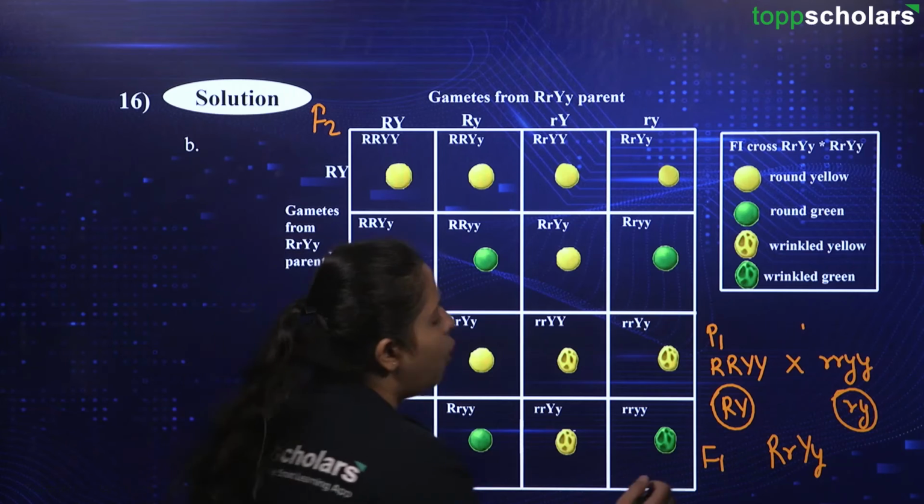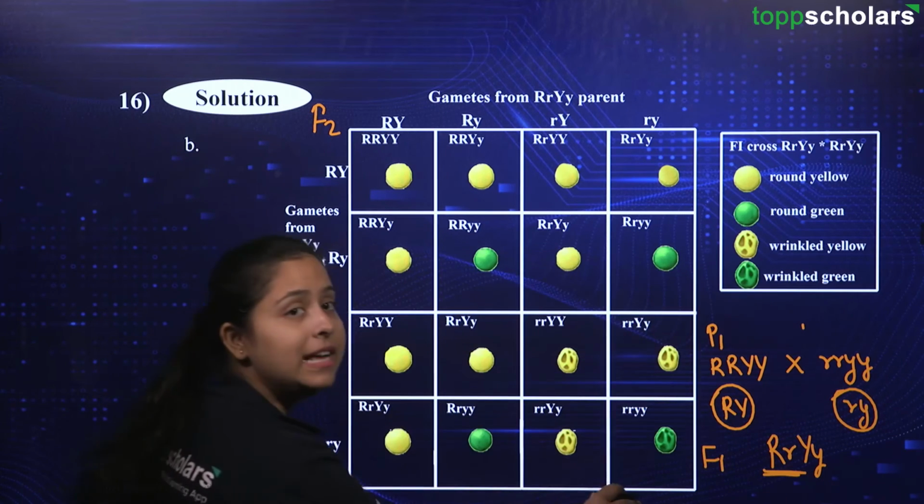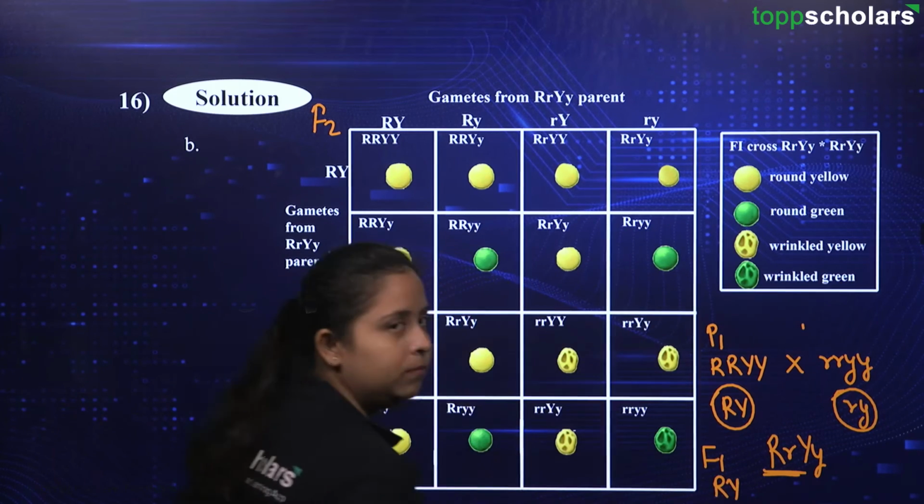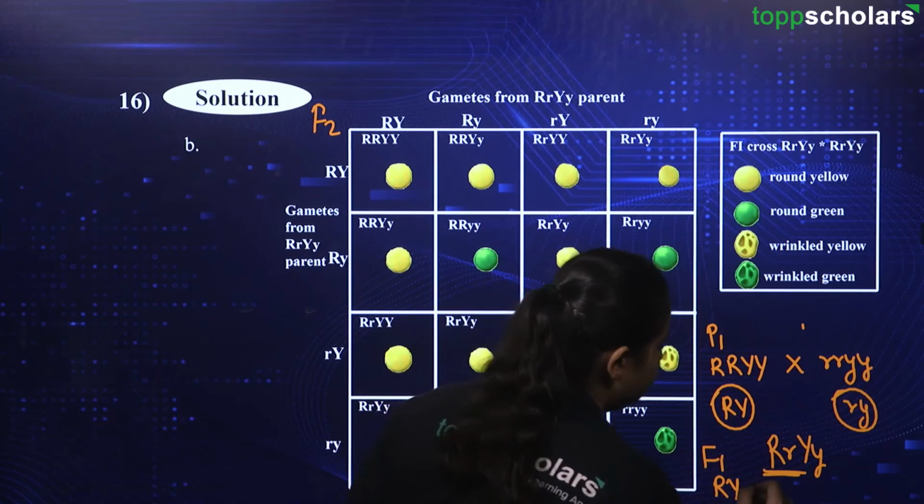Now we are talking about how the gametes will be formed from this F1 generation. So first will be this capital R, capital Y, this R and this capital Y.